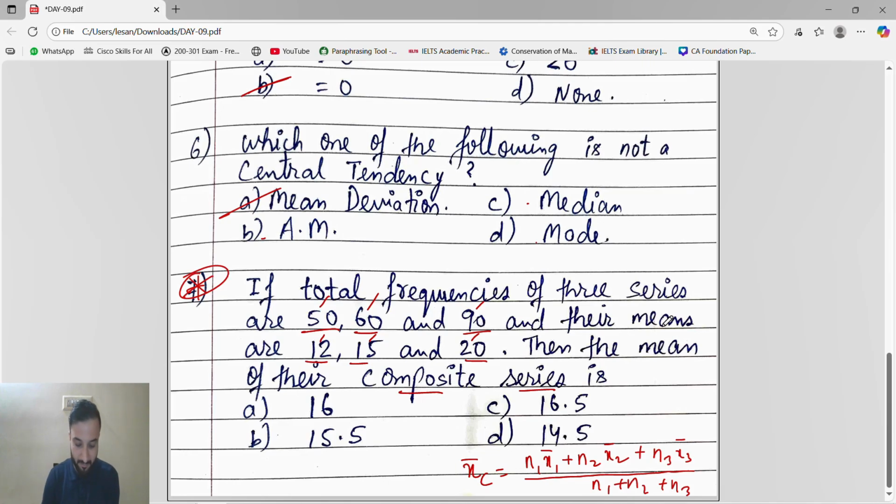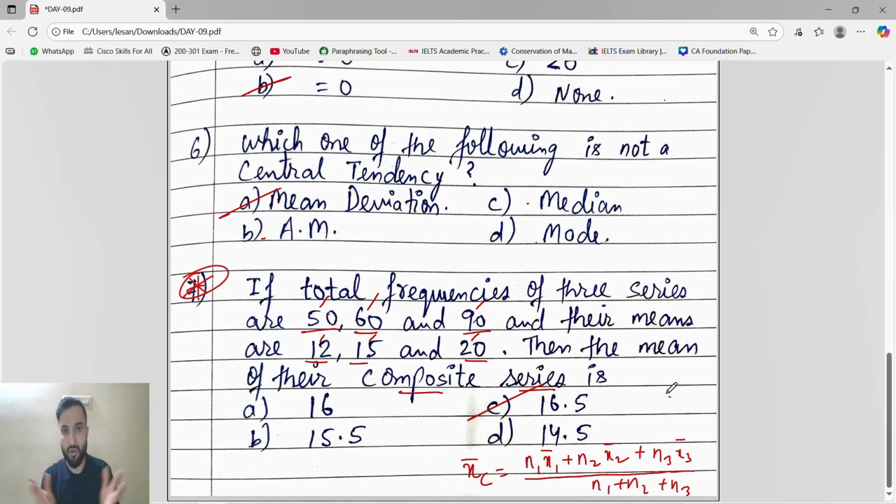n1 is 50 into x1 bar 12, that's 600, plus n2 into x2 bar: 60 into 15 is 900. Then n3 into x3 bar: 90 into 20 is 1800. So you get 3300 divided by n1 plus n2 plus n3: 50 plus 60 is 110, plus 90 is 200. So 16.5 is the answer.